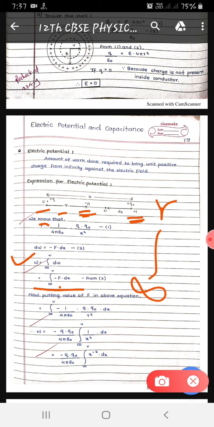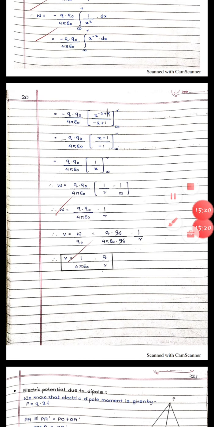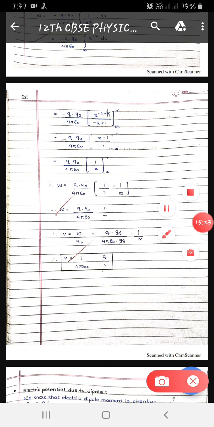If you put the value of F into this equation, it will come to this step. If you take common these terms, this term will come. So 1 upon x square dx, we can write x raised to minus 2 dx. Again, next step, if you apply integration in this form, the integration of x raised to n dx will come x raised to n plus 1 upon n plus 1, with limits infinity to r. First we will put the upper limit, then minus the lower limit. So here x raised to minus 1, the minus signs will get cancelled, and x raised to minus 1 we can write as 1 upon x. First put the upper limit, then minus the lower limit.